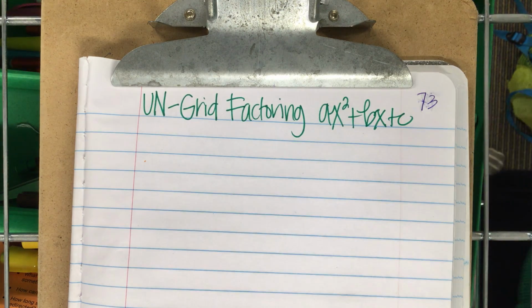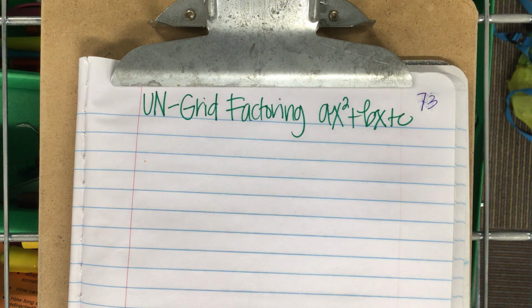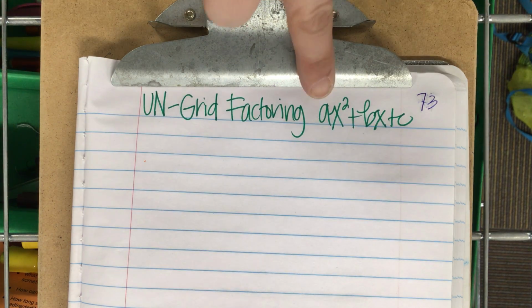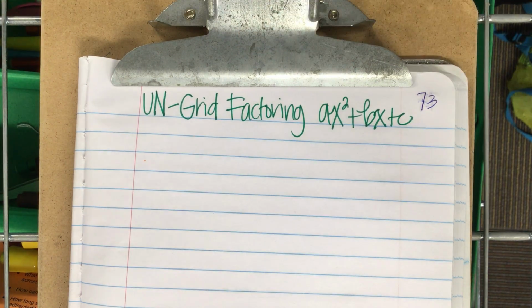So we are taking a trinomial and we are breaking it into two binomials. But the difference is today there is a leading coefficient on what we're factoring, even after you take out the greatest common factor. So our first step is to always look for the greatest common factor, but we're not going to be able to get x squared by itself. There's going to be a coefficient to x squared. There will be a coefficient.